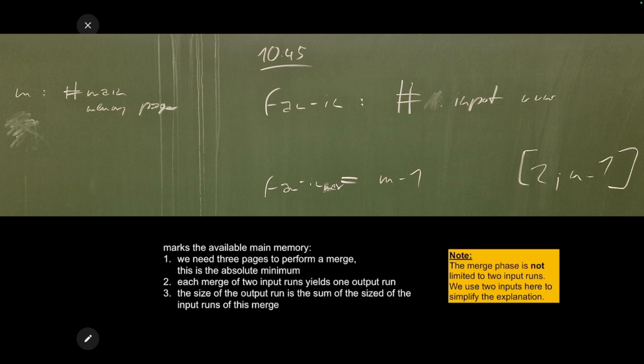Then the maximum fan-in, what is it? What's the maximum fan-in I can use for a merge? 1 input page per input run, and 1 page for the output run. What is the maximum fan-in? It is m-1, of course.